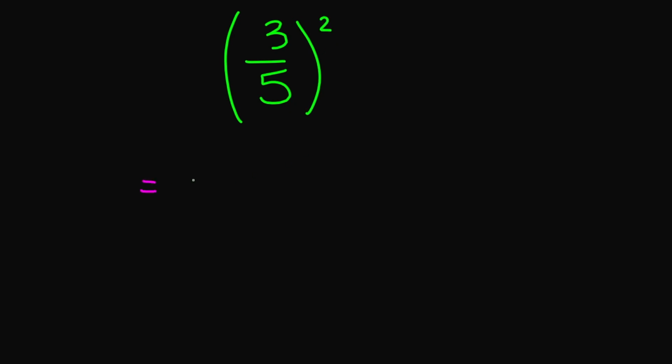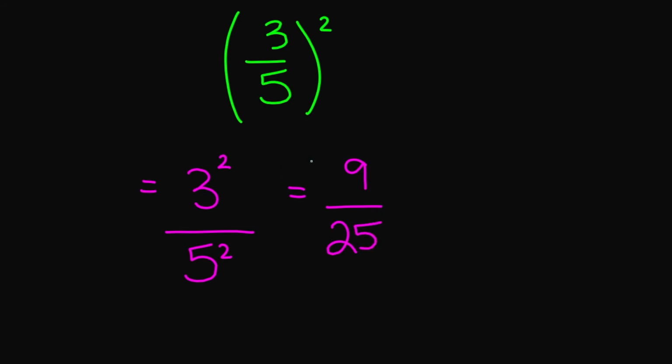What about 3 over 5 raised to the 2nd power? So this is going to equal 3 to the 2nd over 5 to the 2nd. 3 to the 2nd is 9. 5 to the 2nd is 25. And I cannot simplify any further, so your final answer is 9 over 25.